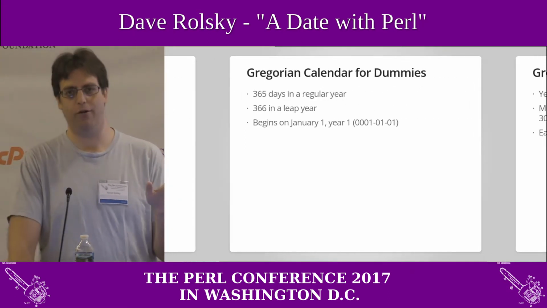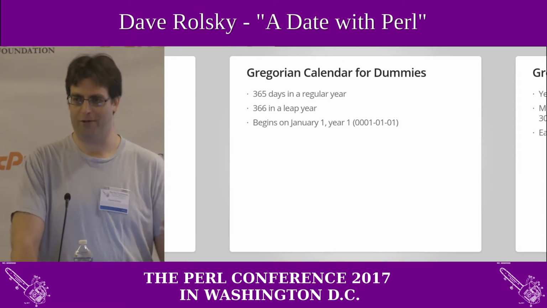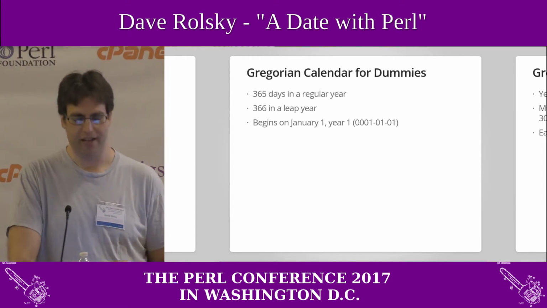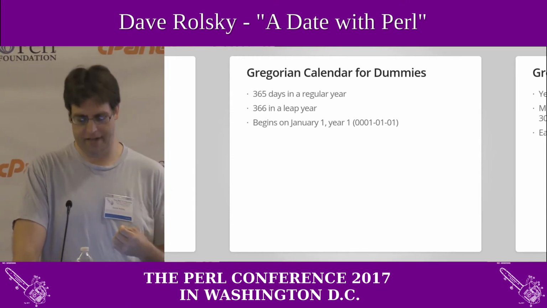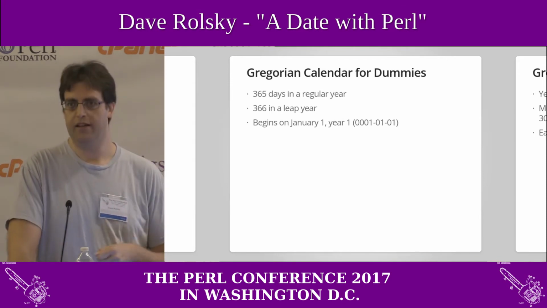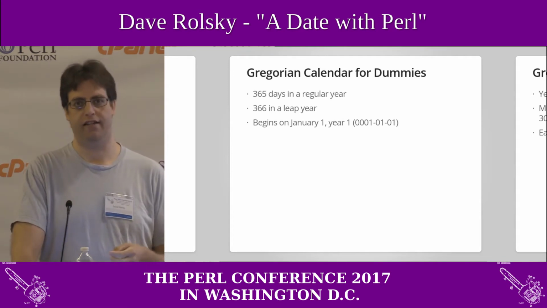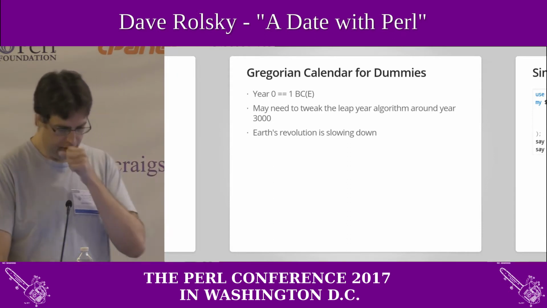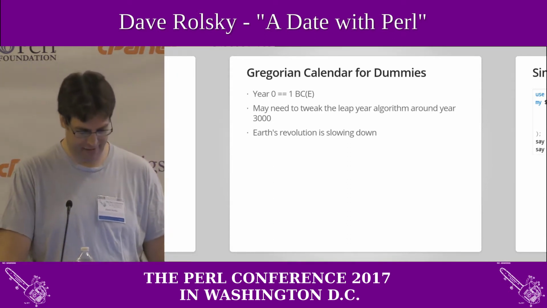So, I know hopefully most of you know this, but I'm just going to review some of the basics. It's 365 days in most years. We have leap years, which have an extra day. And this calendar, we say that it begins on January 1st, year one, even though it wasn't adopted around the world till the late 1800s or early 1900s. Year zero is also called 1 BC or 1 BCE.